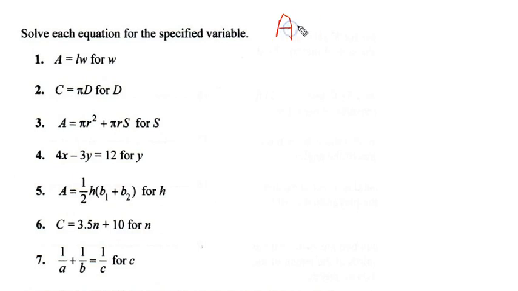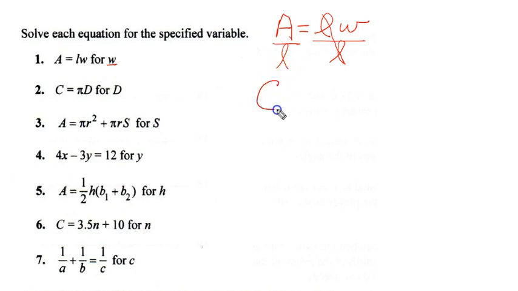A equals LW, the formula for area. They want us to solve for W. So here, to isolate the W, we're going to divide both sides by the coefficient, in a sense, of W, L. So W would equal A divided by L.